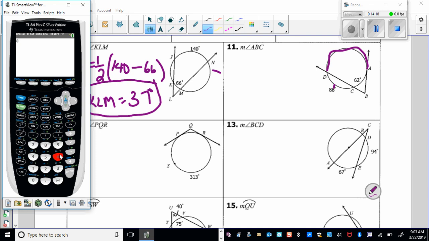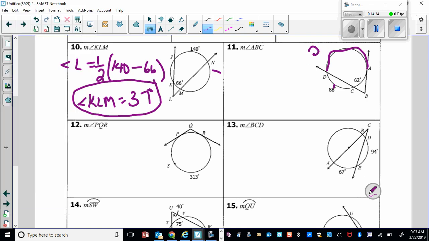So I'll do 360 minus 62 minus 88, which is 210, right? So this is 210. Now all I have to do is angle B is half of 210 minus 62, right? Because it's the big arc minus little arc. So once you solve it, that's what you have to do. Make sure you guys pay attention to everything.